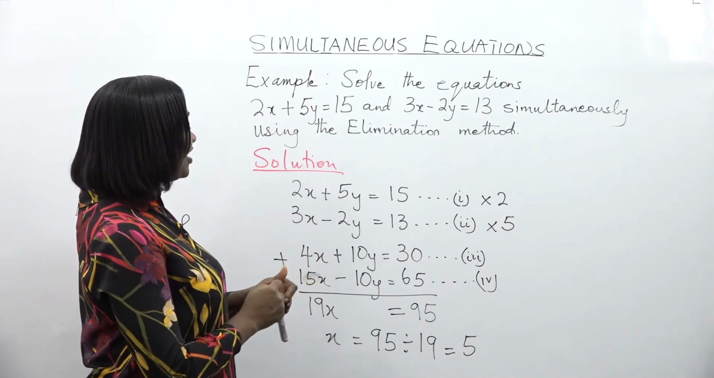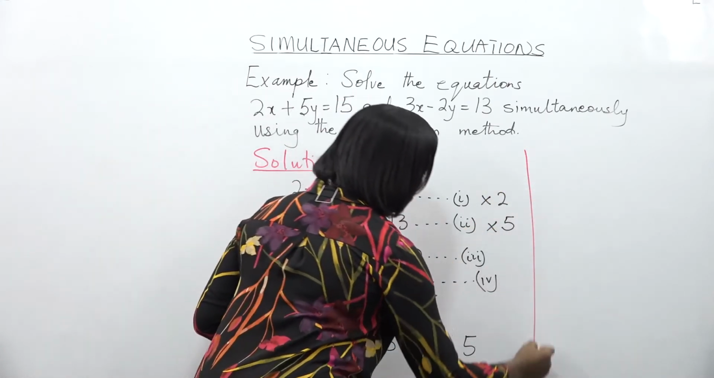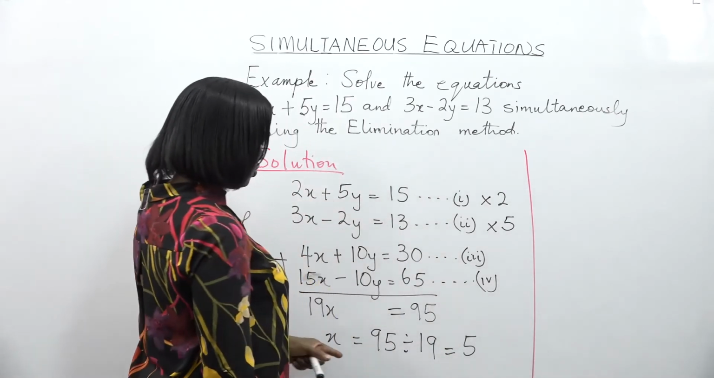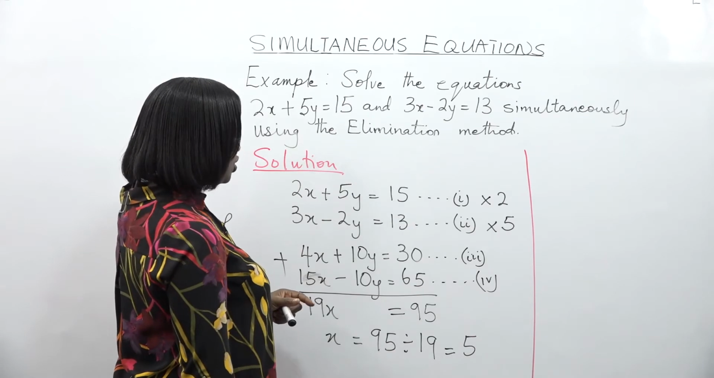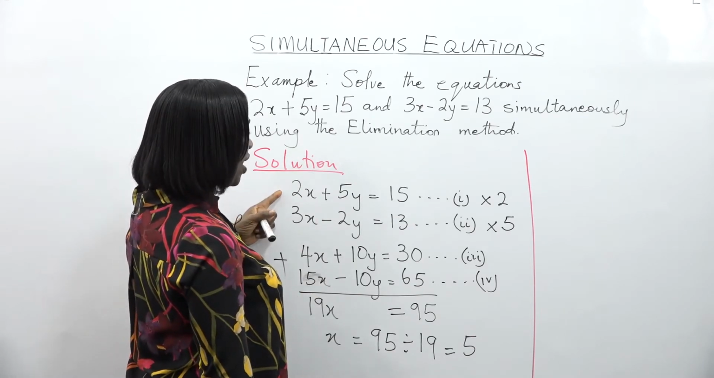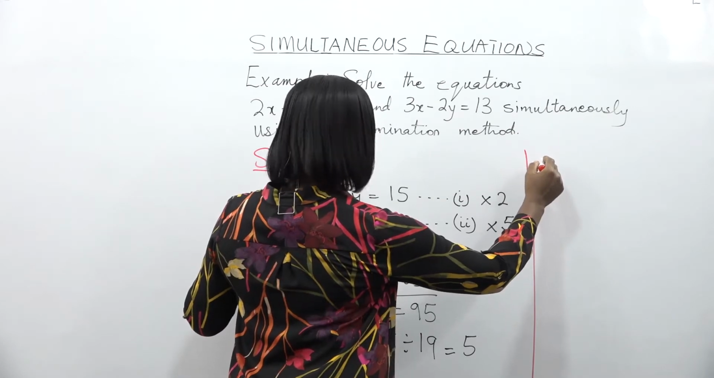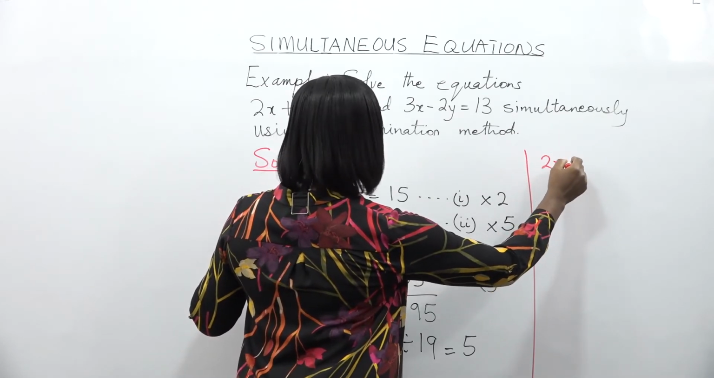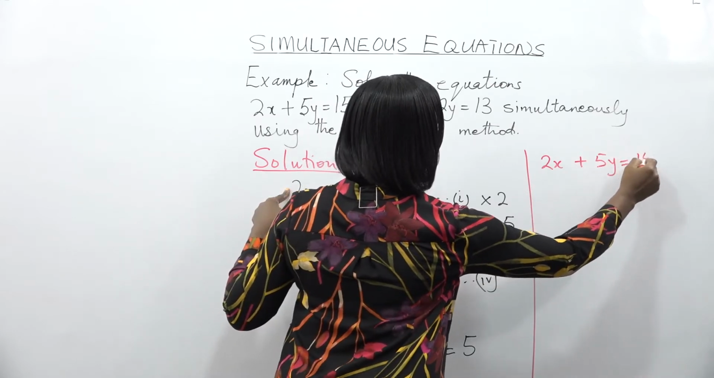Next, we have to find the value of y. We substitute this value of x into any of the equations. So I'll choose to substitute into equation 1. x is 5, so 2x plus 5y is equal to 15.